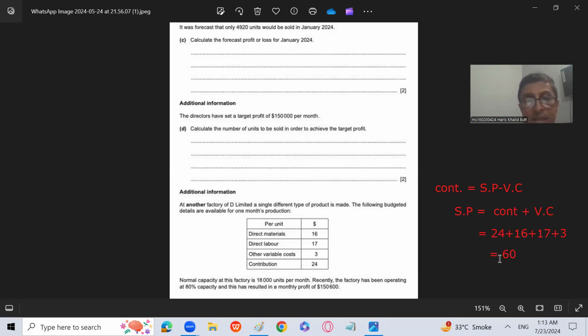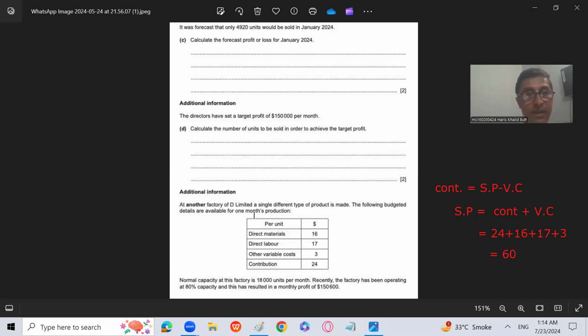Now we can find that 60 is the selling price. Variable cost is the total of this, and the contribution per unit is 24. This is we are talking about per unit. Always remember that per unit selling price, variable cost per unit, and contribution per unit will not change with the change in the volume of production, right? It will remain the same. So let's move ahead of this particular part.